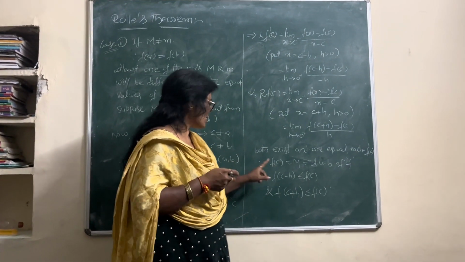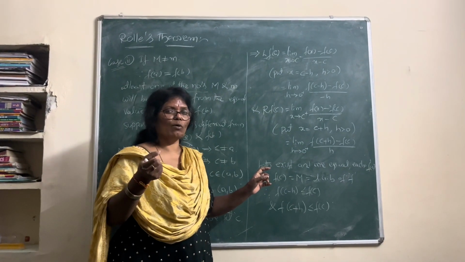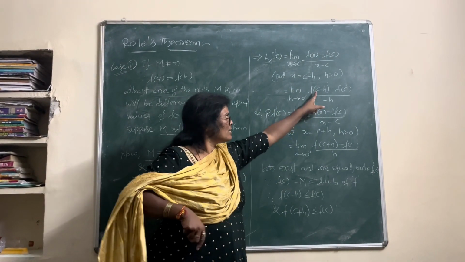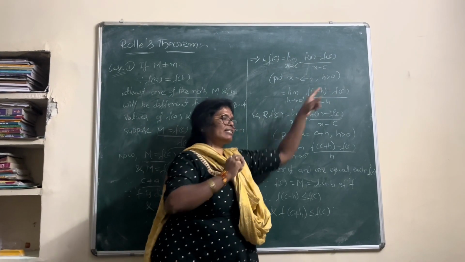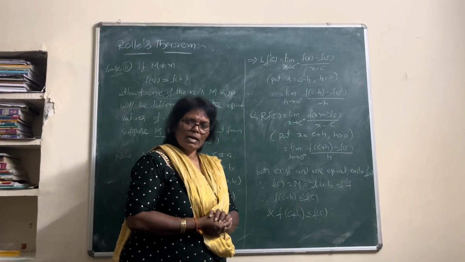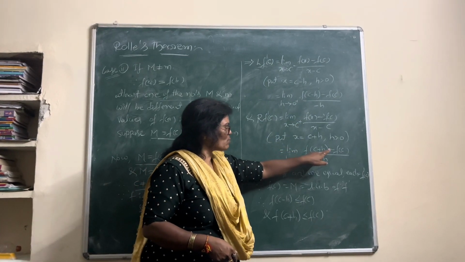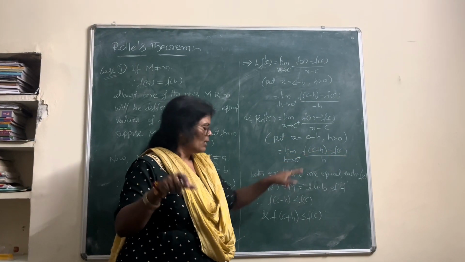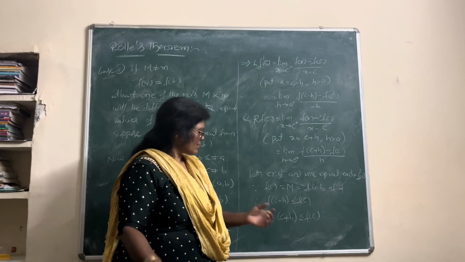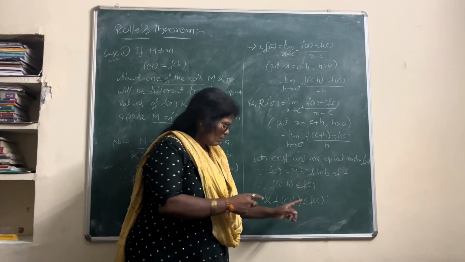Since we know that f of c is capital M, that means the least upper bound of the function f. Least upper bound means f of c minus h minus f of c is less than or equal to 0. That means f of c minus h is less than or equal to f of c. As well as from the second condition, f of c plus h minus f of c is also less than or equal to 0. We can take f of c to the right hand side, and we get f of c plus h less than or equal to f of c. We'll continue this.